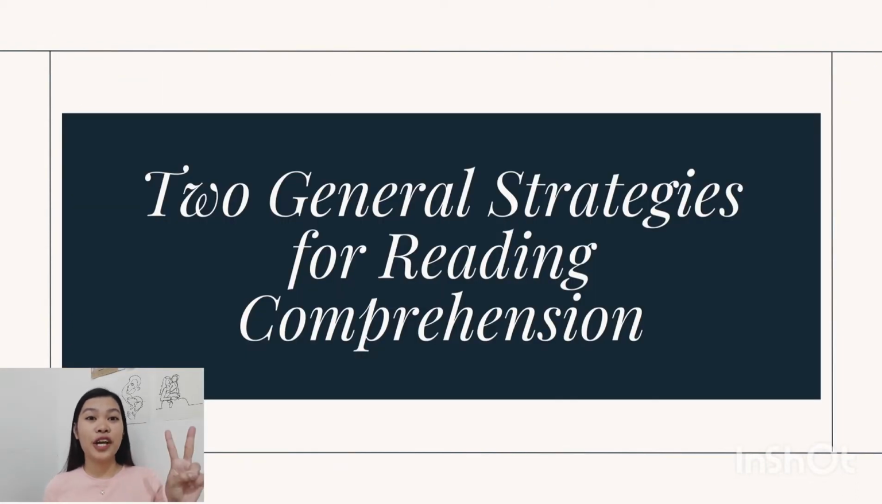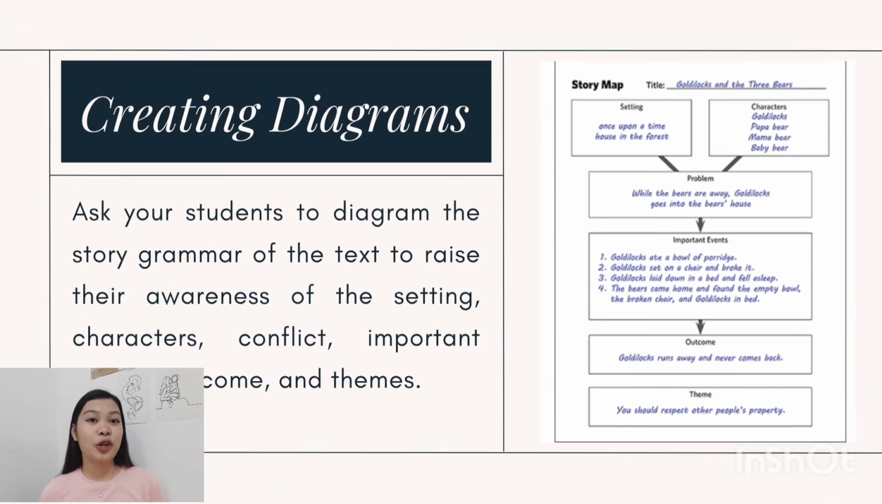Now, there are two general strategies for reading comprehension. You can apply these strategies in whichever text you may want your students to comprehend. May it be narrative texts, argumentative texts, or expository texts. By looking at the picture on your screen, you can see a diagram. So you can see a story map of a fictional story entitled Goldilocks and the Three Bears. Using this strategy, you can have your students diagram the story grammar of the text to raise their awareness on the setting, characters, conflict, important events, outcome, as well as the themes.